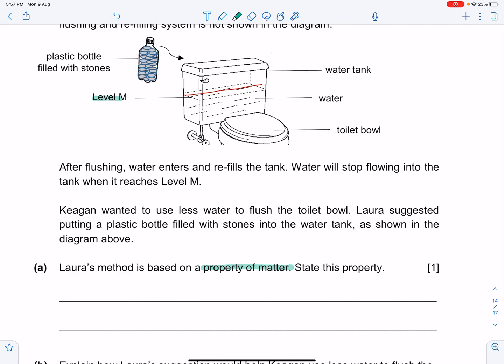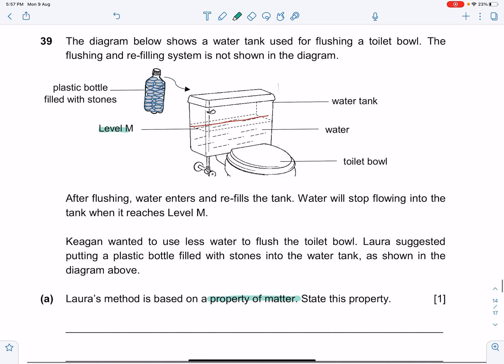Now, let's take a look at the mechanism of this refilling system. So it tells you that it will stop refilling once it reaches level M. So ask yourself, how does water actually reach level M? So the property is by filling up the space, correct? So basically, as soon as the space that is over here is filled up with water, you would be able to stop the water from flowing.